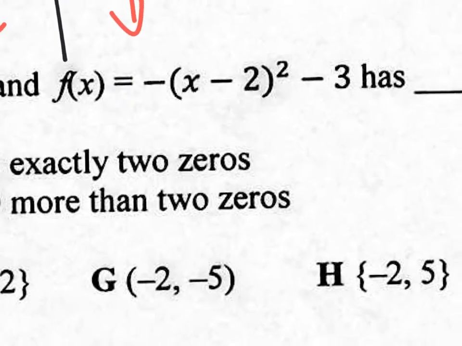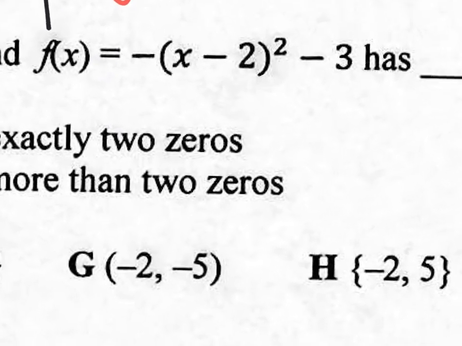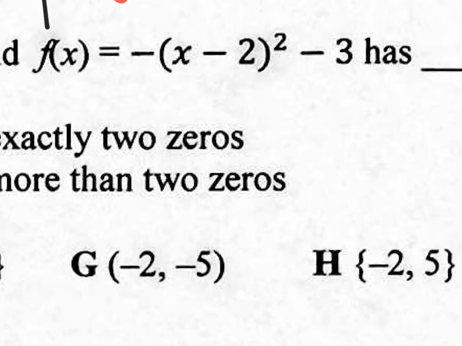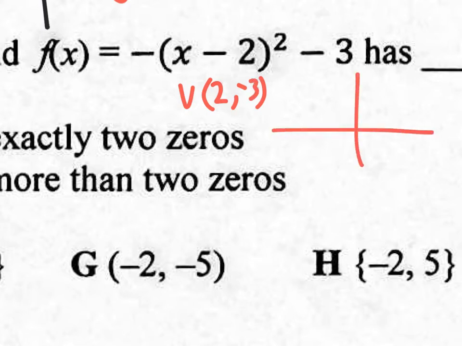This guy right here is also in vertex form, and we could see that the vertex, h, k, is going to be a +2 and a -3. Now, if we think about the xy plane, and you go to the coordinate 2, -3, 1, 2, 1, 2, 3, you're down here at this coordinate, and notice that this A value is negative.